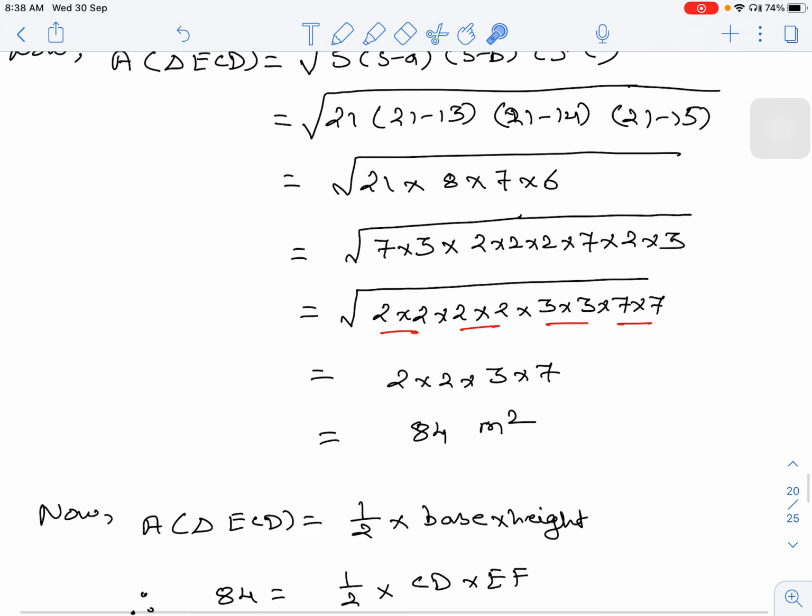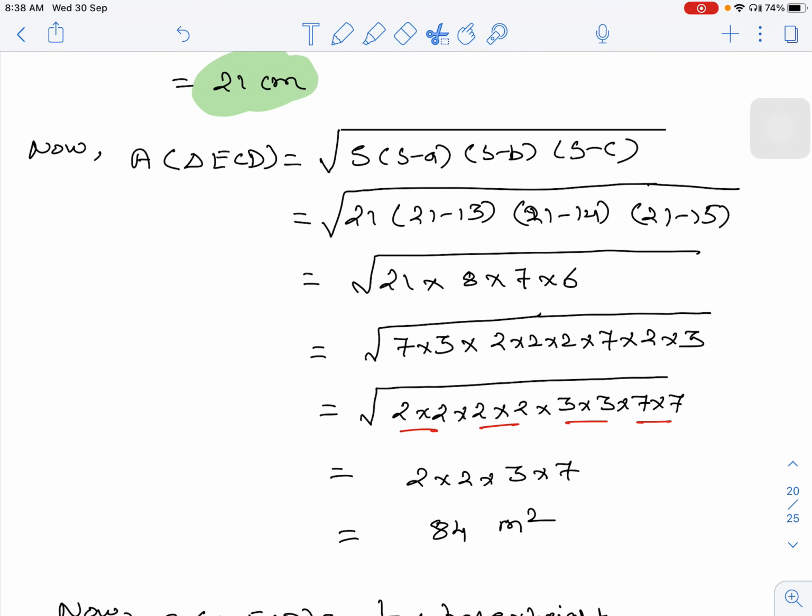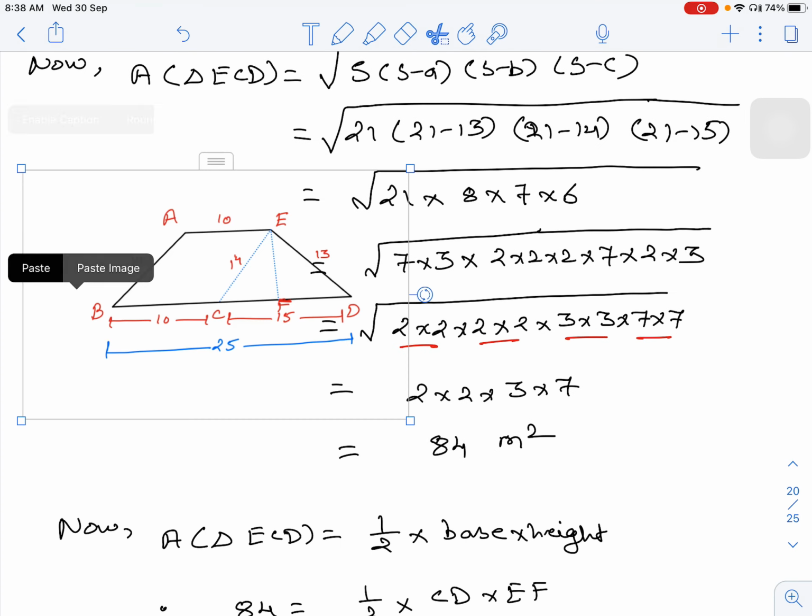Now we have made the pairs. If we get pairs, then we can write them outside the root. So almost all numbers are getting pairs, so we will remove the root. So now we get 2 into 2 into 3 into 7. So 2 2s are 4, 4 3s are 12, 12 7s are 84. So what is the area of the given triangle? It is 84 meter square.